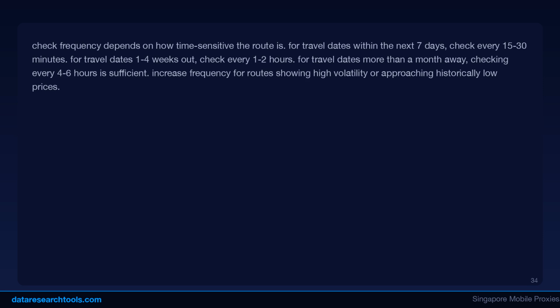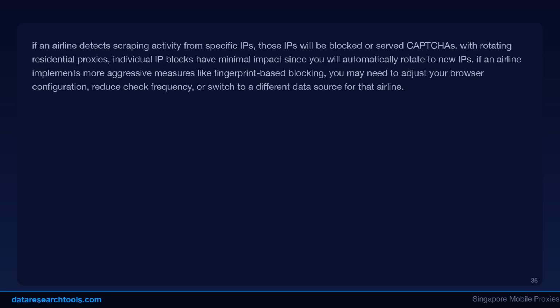Check frequency depends on how time-sensitive the route is. For travel dates within the next 7 days, check every 15-30 minutes. For travel dates 1 to 4 weeks out, check every 1-2 hours. For travel dates more than a month away, checking every 4 to 6 hours is sufficient. Increase frequency for routes showing high volatility or approaching historically low prices.